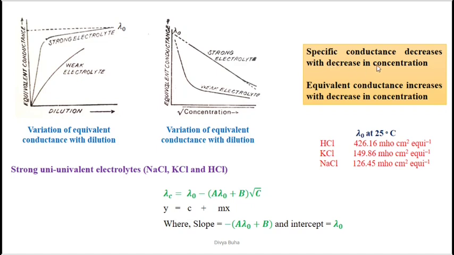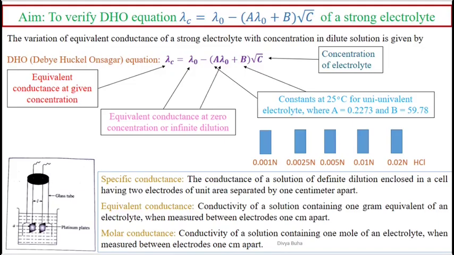So specific conductance decreases with decrease in concentration, because with the decrease in the concentration there would be a decrease in the concentration of the ions per unit volume. But on the other hand, equivalent conductance increases with the decrease in concentration, because in the dilute solutions the inter-ionic interaction would be lesser, and this will lead to the increase in the migration speed of the ions, and due to this the equivalent conductance increases with the decrease in the concentration.